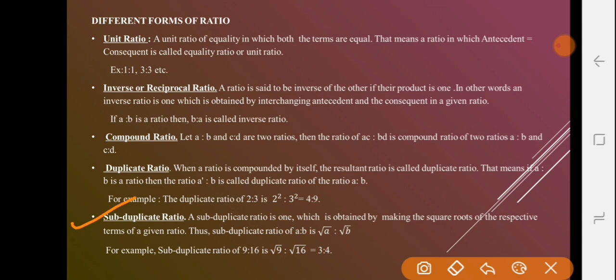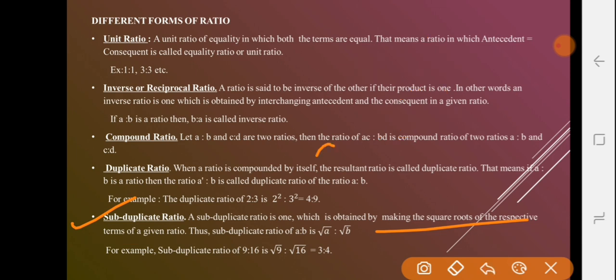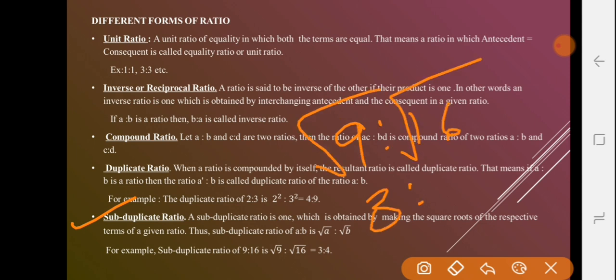So subduplicate ratio is one which is obtained by taking the square root of the respective terms of a given ratio. Say for example, if a is to b is a given ratio, and you are using a square root for it, that means it is a subduplicate ratio. In duplicate we are taking the squares, so here we are using the square roots. I have given the example 9 is to 16, so root of 9 and root of 16 we are getting 3 is to 4. So this is subduplicate ratio.